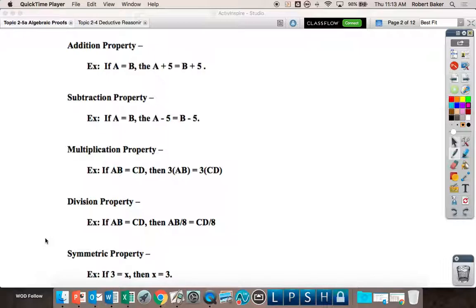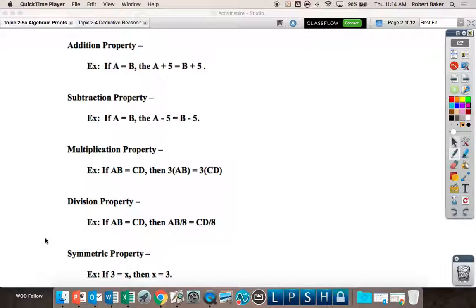So the addition property states you have to keep it the same. If it's A equals B, then it should make sense that A plus 5 equals B plus 5. Is the equation still balanced? Yeah. So the addition property states, add 5 to both sides. Could it be add 6 to both sides? Yeah. So then the subtraction property says the same thing. If you have A equals B, then A minus 5 equals B minus 5. What did you do there? You subtracted 5 from both sides. Have y'all heard this stuff before?